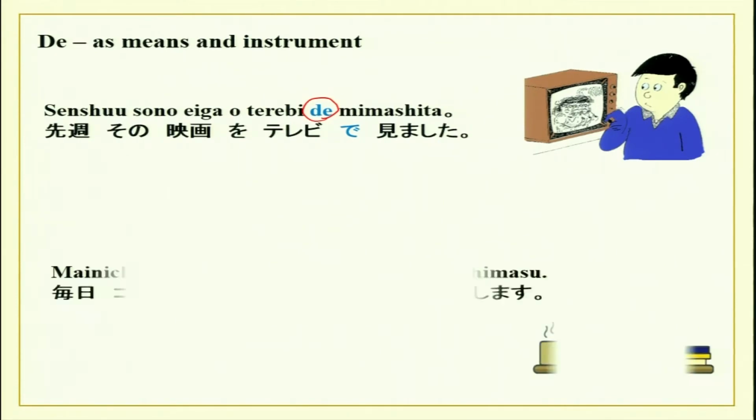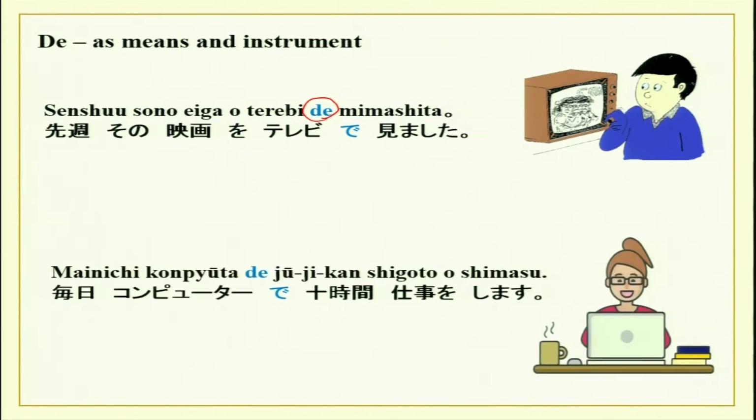Then also another one, very clear. Mainichi computer de 10 jikan shigoto o shimasu. Computer de. So, basically the meaning is "on" in English. I work on the computer, watashi wa computer de shigoto o shimasu. You could also say watashi wa YouTube de mimashita.